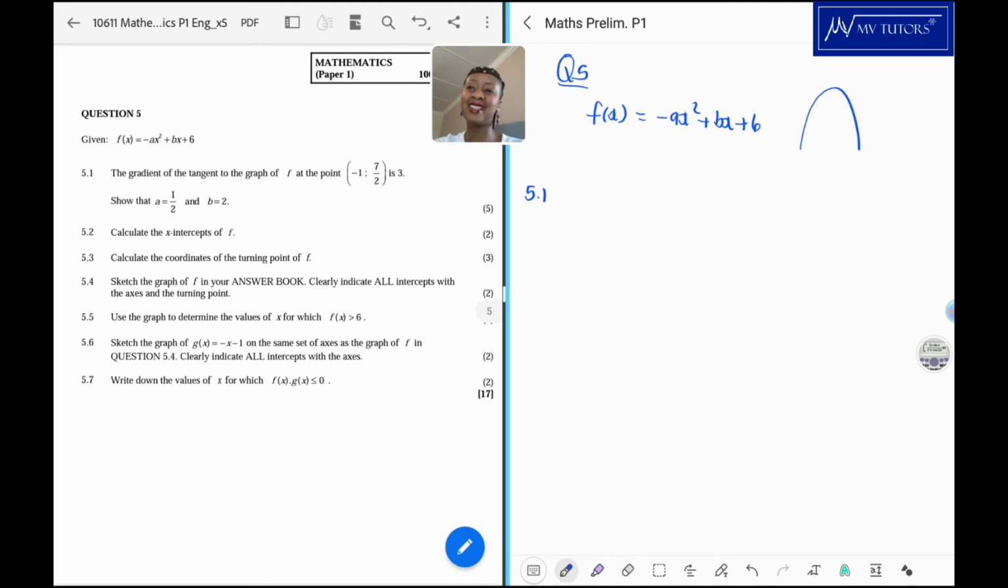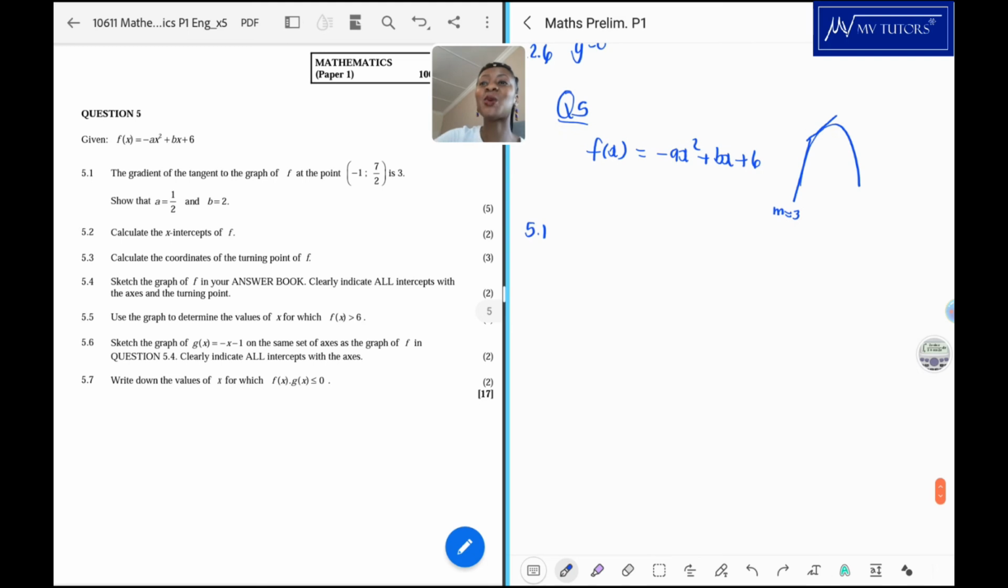I don't know what this graph is, but it's a positive gradient. So it must lie somewhere this side. It could be somewhere here, could be somewhere there, but we know that the gradient is 3, so m is equal to 3. Either way, it cannot be this side, guys. This one is a negative gradient, so it's a positive gradient. And then what are they saying? Show that a is a half and b is 2.